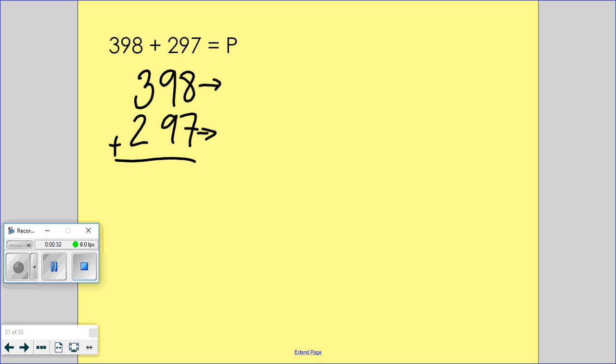Someone help me expand 398. How do I expand that? Put that into expanded form, Bria. 300 plus 90 plus 8. Awesome. 300 plus 90 plus 8. How do I expand 297? Thomas?